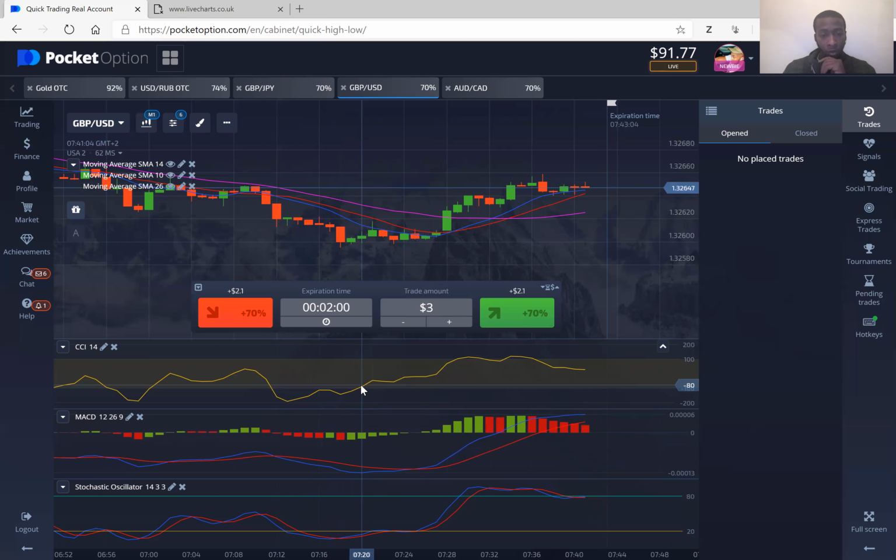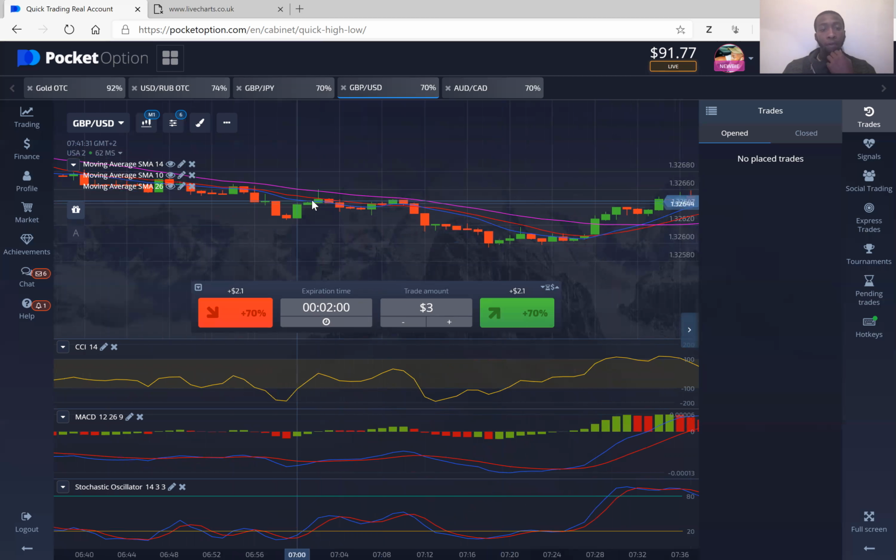The next thing that we're going to be looking for is that EMA cross. You got the EMA cross back here. So when we got the fake out for the CCI, we got the EMA cross right here, and then these candles were valid. Another thing to remember is that we are going to be working on 2 minute expiration times.